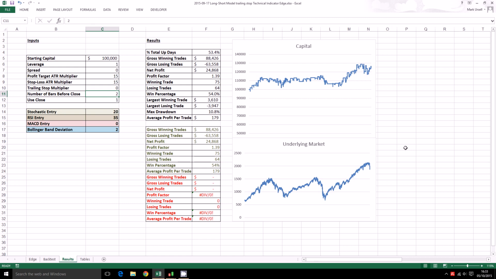Now, I've calculated the total number of days that were higher than the previous day, and in fact, 53.4% of days closed higher than the previous close. So this is really the marker that we want to be getting better than. If we're below this, it would suggest that the technical indicator may be giving us a worse entry than random. If we're greater than this, we would consider that the technical indicator is giving us a better entry than random.